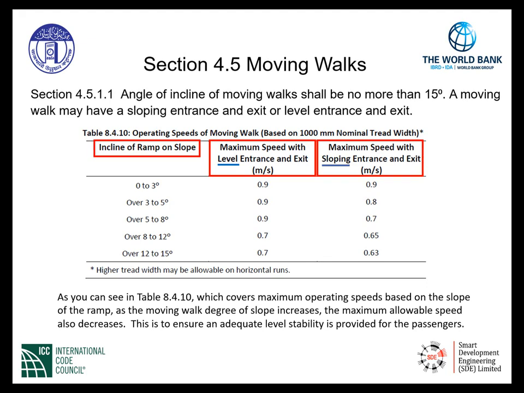As you can see in Table 8.4.10, which covers the maximum operating speeds based on the slope of the ramp, as the moving walk's degree of slope increases, the maximum allowable speed decreases. This is to ensure an adequate level of stability is provided for the passengers.